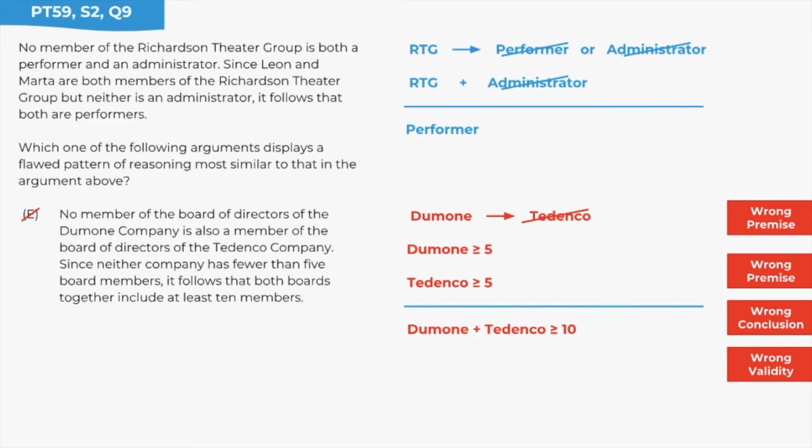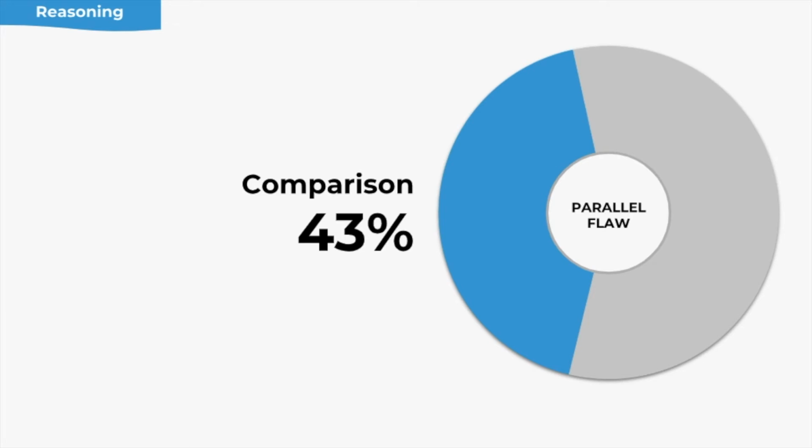So it's actually a valid argument. It's a mismatch, and answer choice C was correct. So then the second reasoning structure that you really want to pay attention to on parallel flaw questions is the comparison. Right? So we're going to look at a comparison question here.